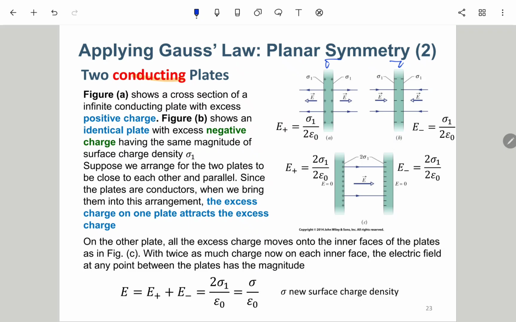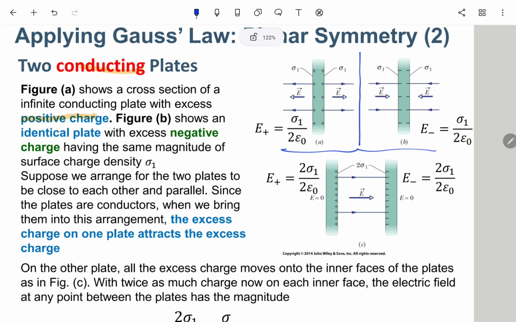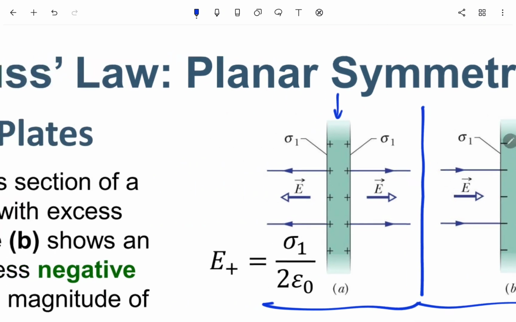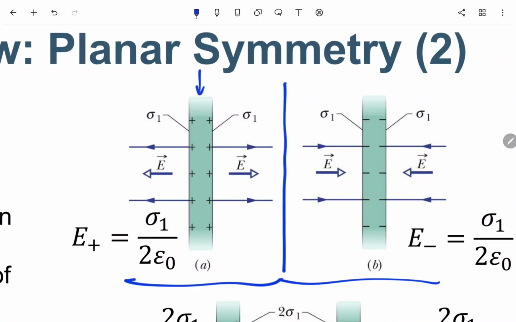There is a positive charge on the left one. These two are independent figures. Here, first by considering that this is a conducting plate, we still assume it has some thickness.